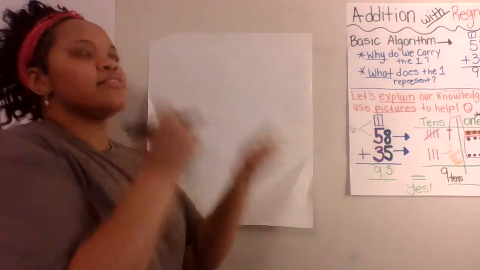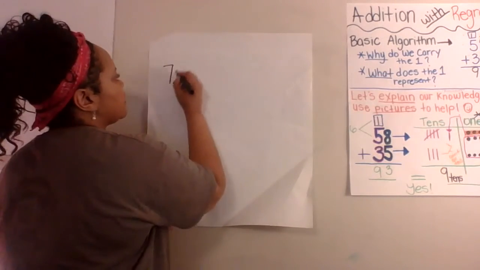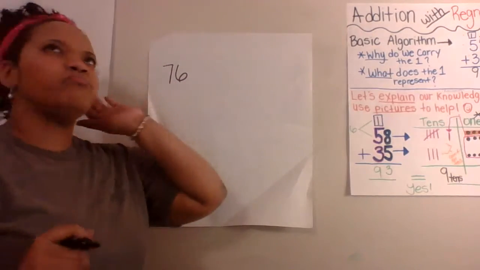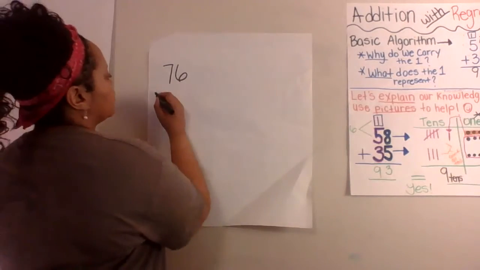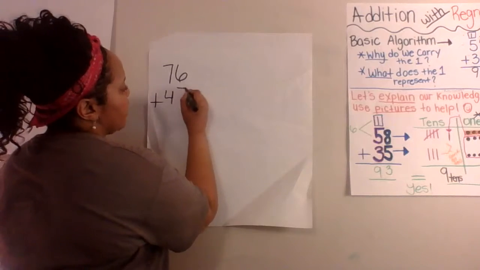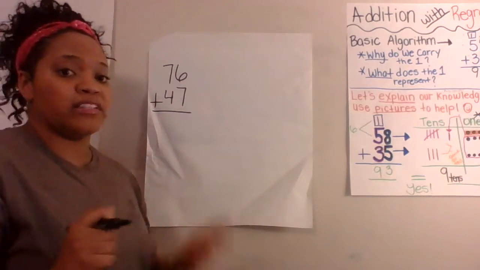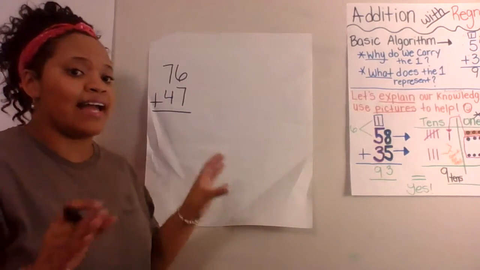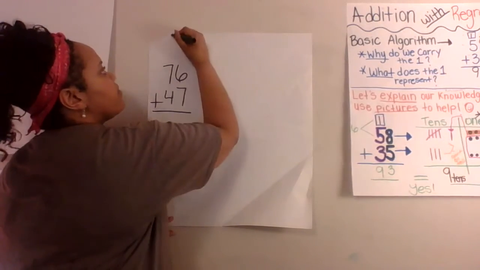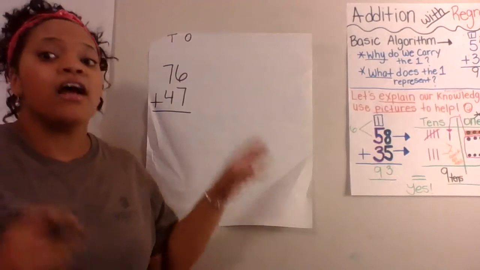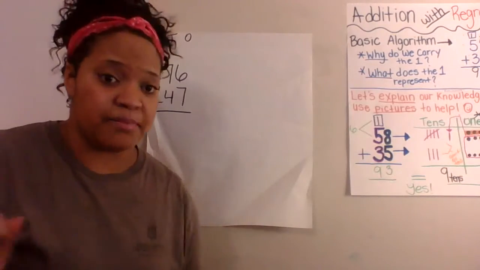Okay, 76. All right, I got 76 plus 47. 47. So 76 plus 47. Yes, and it's so important to make sure that your numbers are lined up. We know that this is the ones column right here, and this is the tens column right there. Make sure it is lined up, guys.